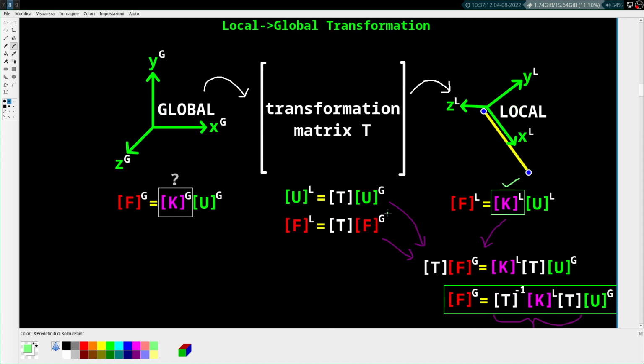So what we're doing is we're defining this matrix T, which relates from the global to the local, both for displacements and for forces. I'm getting loopy right now. This is too long of a video.